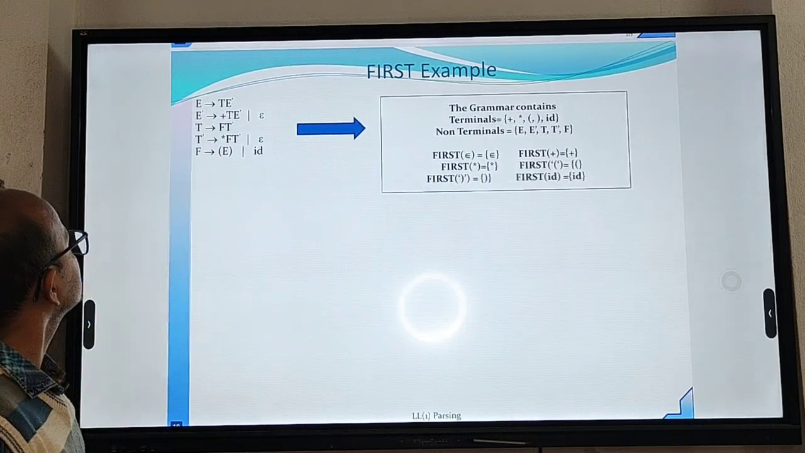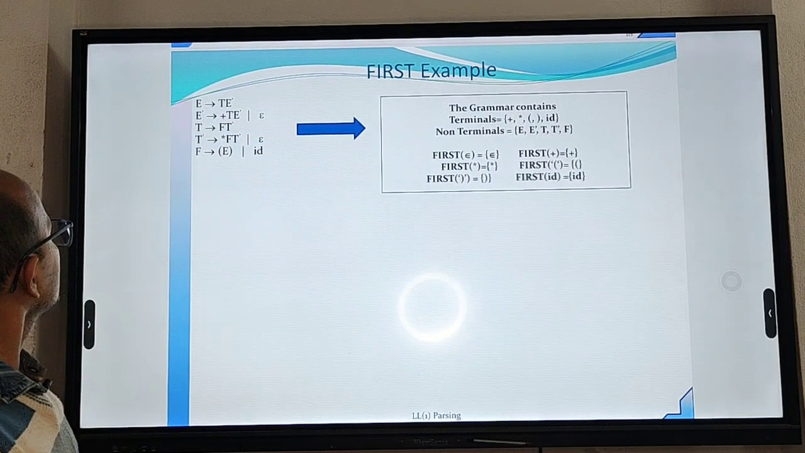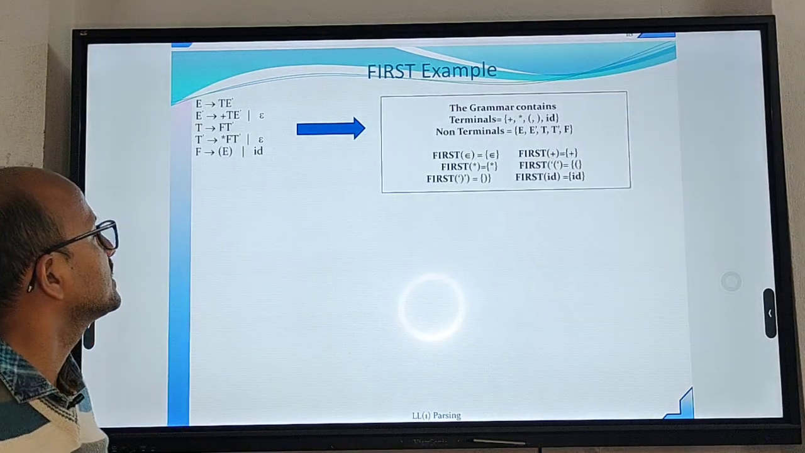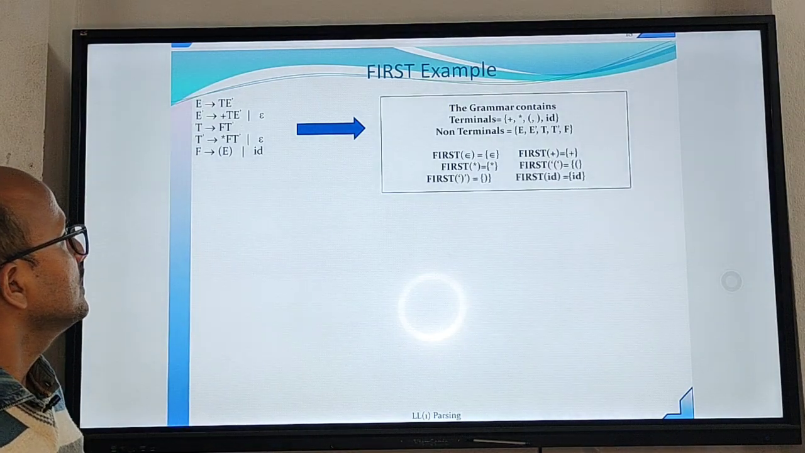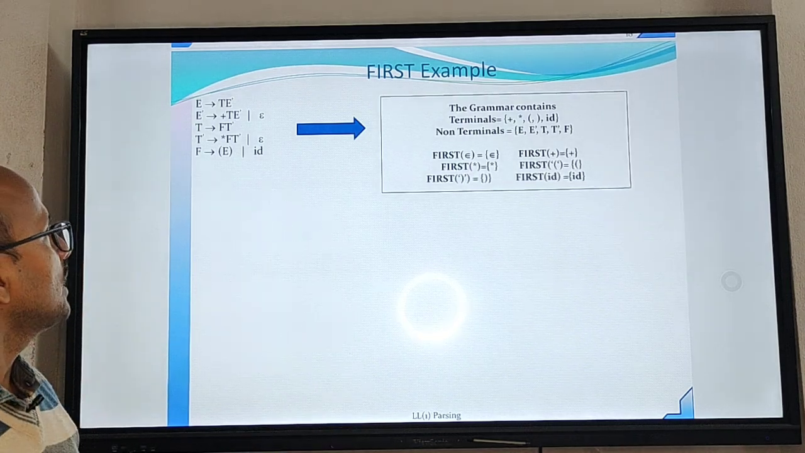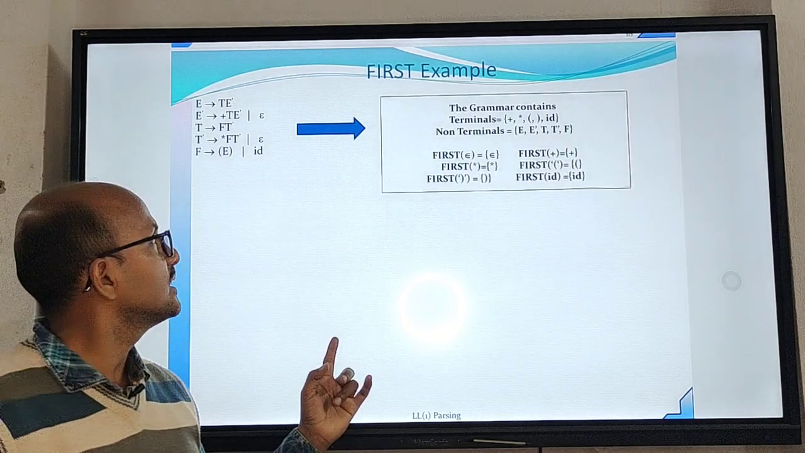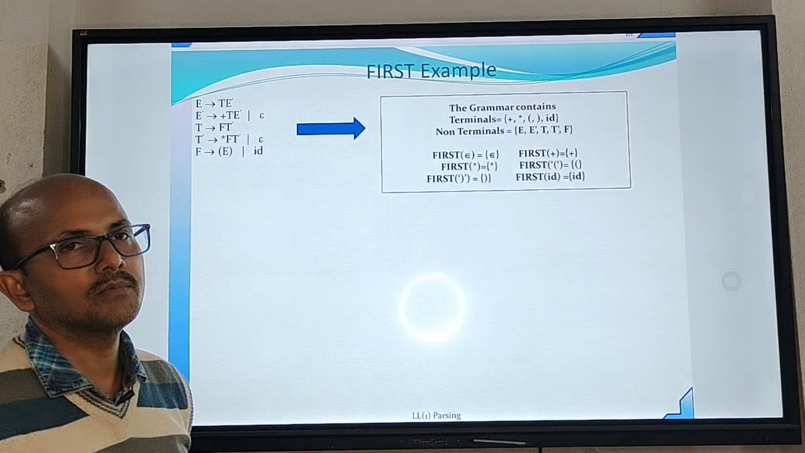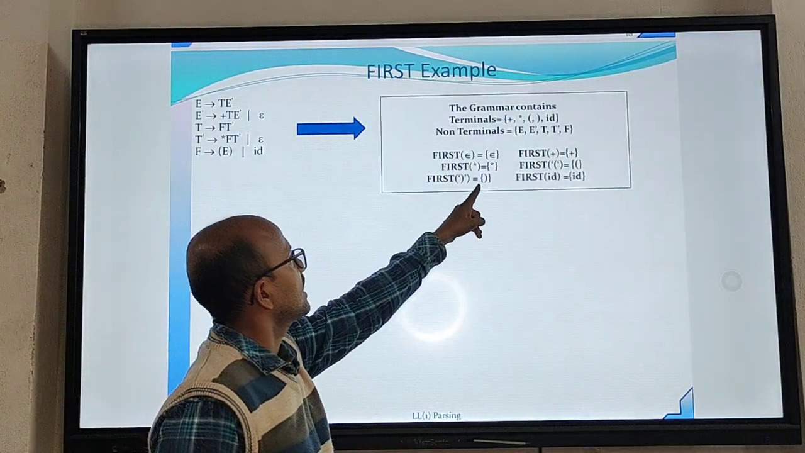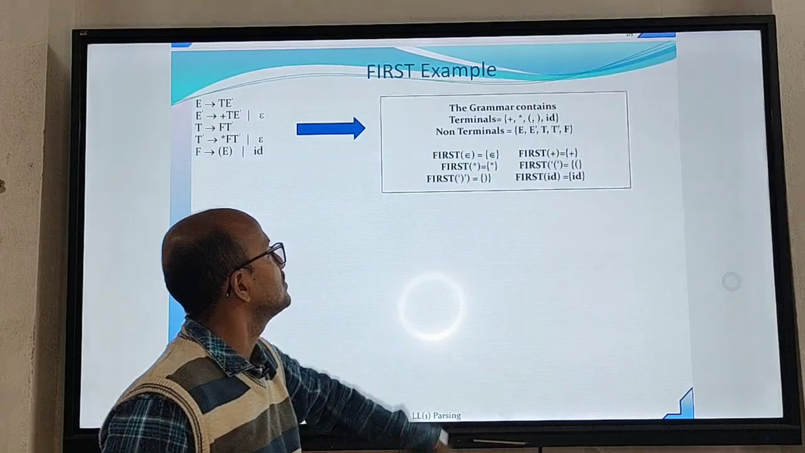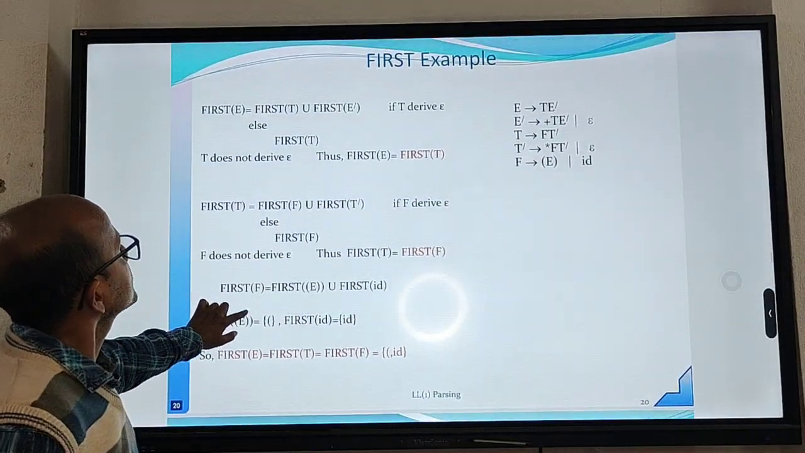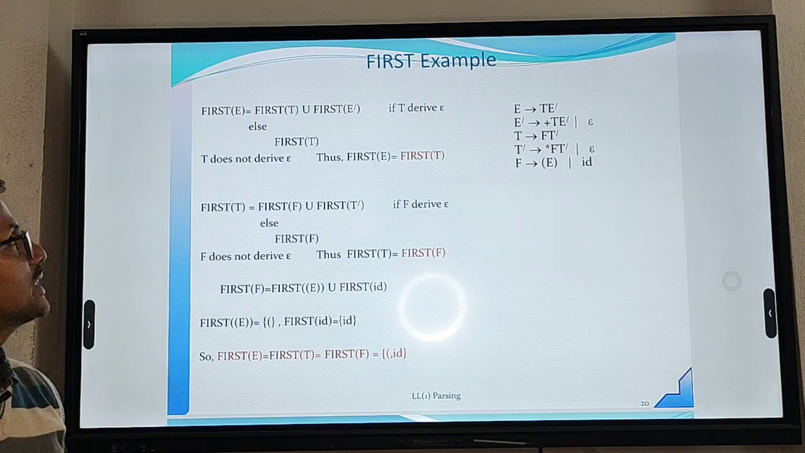So consider this example here. We can see that the terminal symbols are generally the small letters, plus, star, opening parenthesis, closing parenthesis, and the identifier, while the non-terminals are the capital letters E, E prime, T, T prime, and F. So the first of all the terminal symbols is the terminal symbol itself. Now let us calculate the first of the non-terminal symbols.